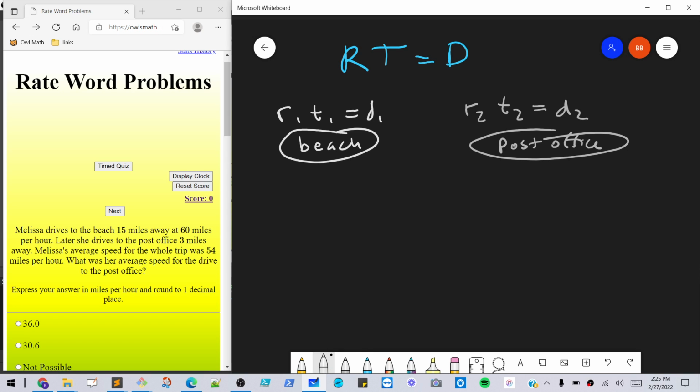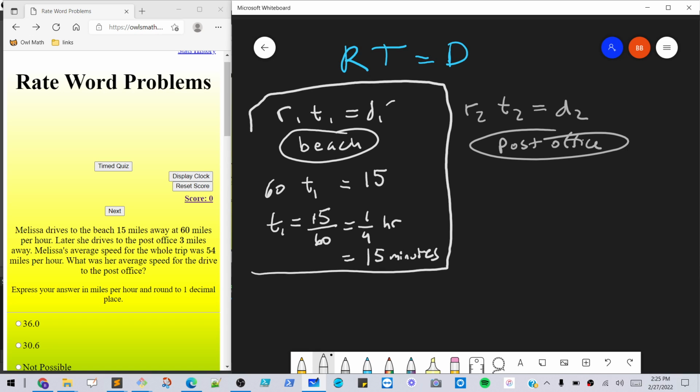Okay, so first, let's just focus on the trip to the beach. So we know the beach is 15 miles away, so we can put in 15 there for that distance. And we know the rate to the beach is 60 miles an hour. And we don't know time 1. But while I'm over here, I'm going to just solve for that because we have our other 2 variables. So T1 is going to be 15 divided by 60, just dividing by 60 on both sides. And that's a quarter of an hour, which is the same thing as 15 minutes if we were to convert it to minutes. Okay, so that's all the information we can get out of the trip to the beach.